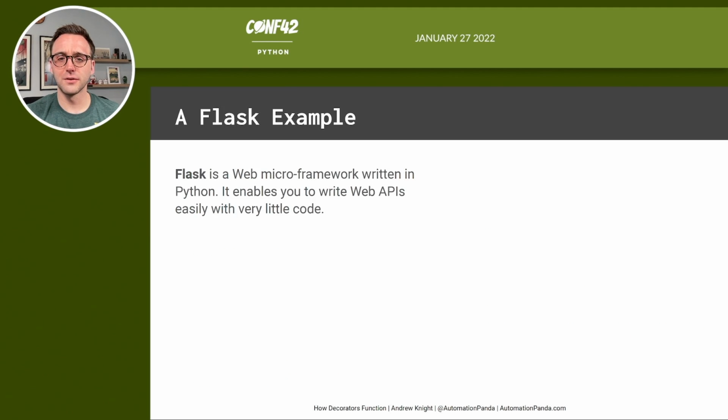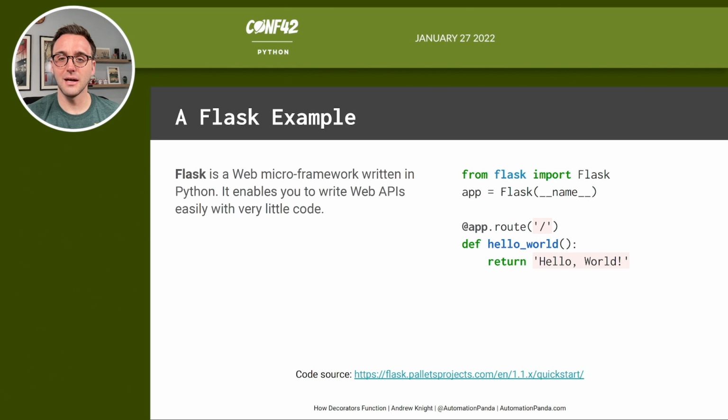Python packages also frequently contain decorators. For example, Flask is a very popular web micro-framework that enables you to write web APIs with very little Python code. Here's an example Hello World Flask app, taken directly from the Flask docs online. It imports the Flask module, creates the app, and defines a single endpoint at the root path that returns the string, hello world. Flask's app.route decorator can turn any function into a web API endpoint.